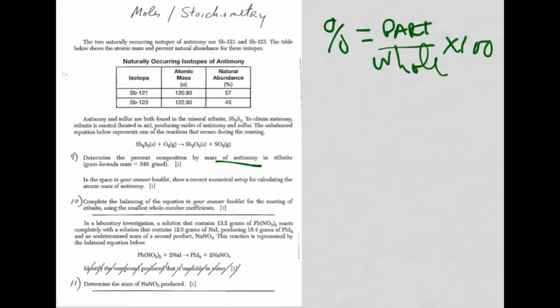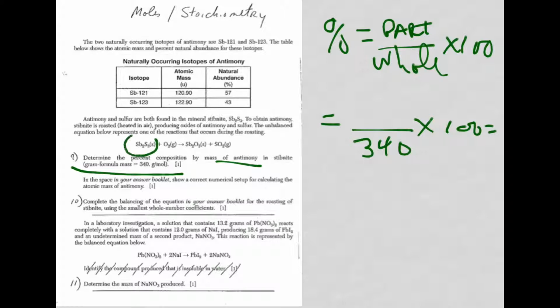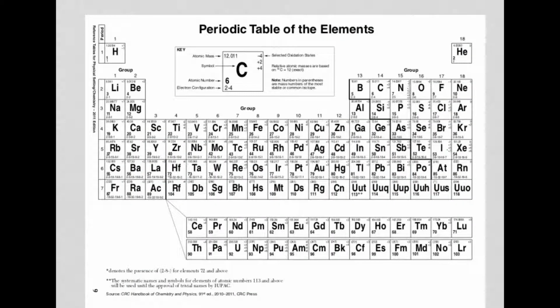So the part is the mass of the antimony. The whole thing is the gram formula mass for the whole compound. Now it turns out that the gram formula mass is given to you here as 340. So we already know that 340 goes in the denominator, and don't forget about timesing by 100. So all I need is the mass of the antimony. Now be careful, because when you look at the formula, you're not just going to go ahead and fill in just the gram formula mass. It's 121.7, so you would round it to 122.